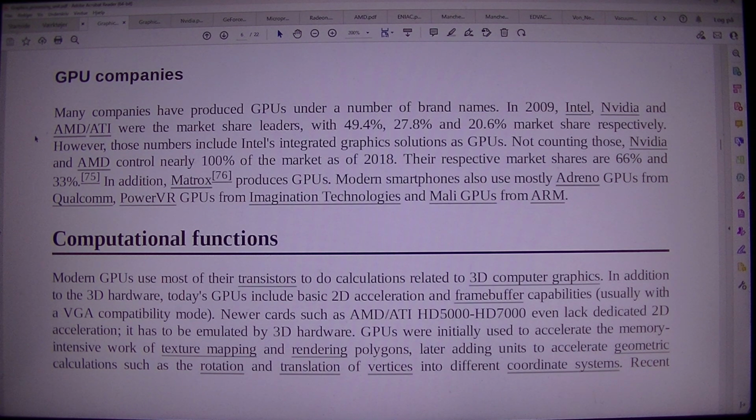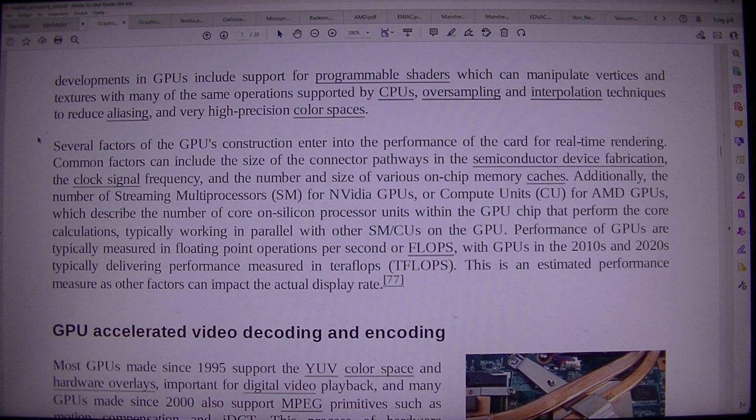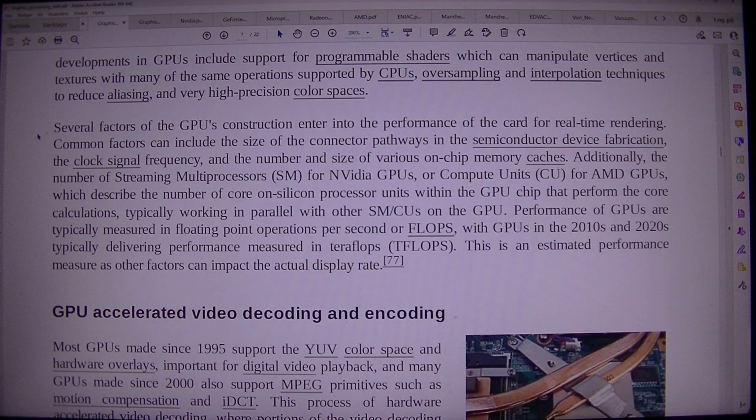GPUs were initially used to accelerate the memory-intensive work of texture mapping and rendering polygons, later adding units to accelerate geometric calculations such as the rotation and translation of vertices into different coordinate systems. Recent developments in GPUs include support for programmable shaders which can manipulate vertices and textures with many of the same operations supported by CPUs, oversampling and interpolation techniques to reduce aliasing, and very high precision color spaces.